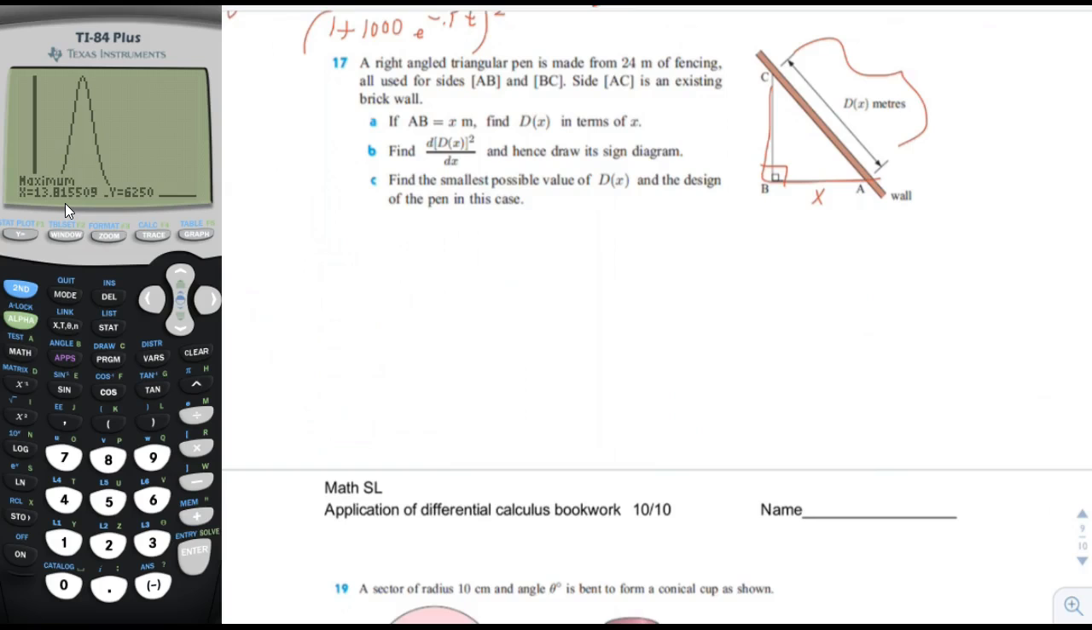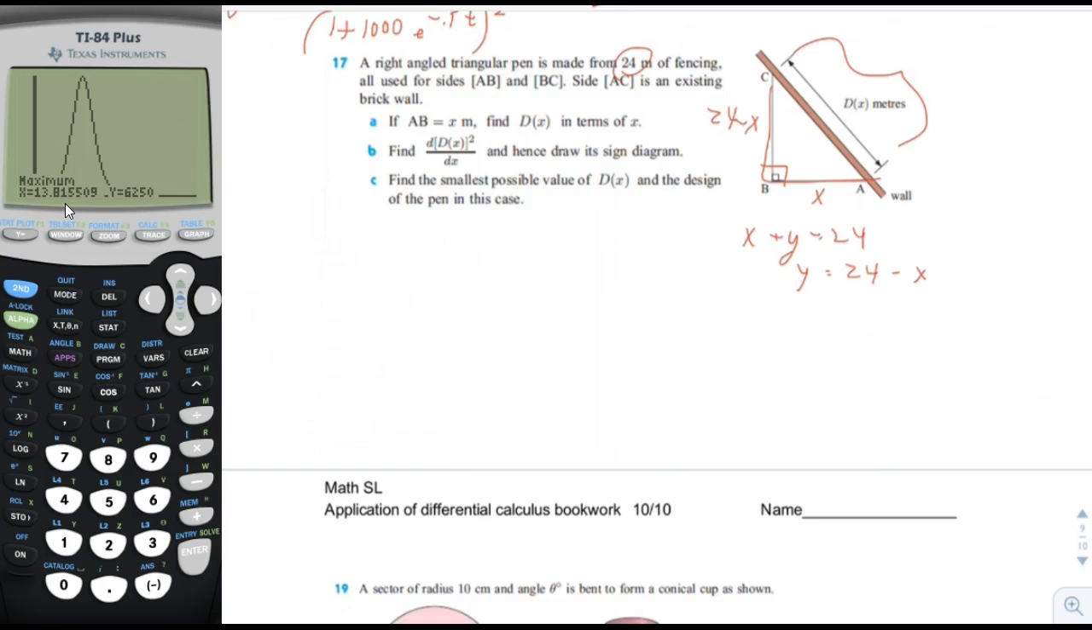So, if AB is X, what's BC? So BC, let's say, is Y. How can we relate X and Y? Well, X plus Y happens to be 24, because that's how much fencing they have, right? So Y is actually 24 minus X. So I'm going to erase this Y, and I'm going to put 24 minus X.